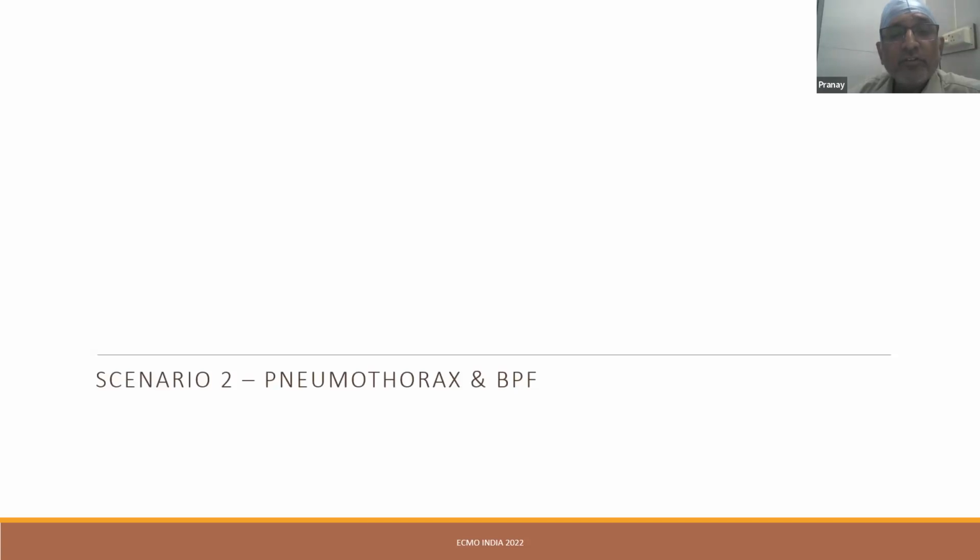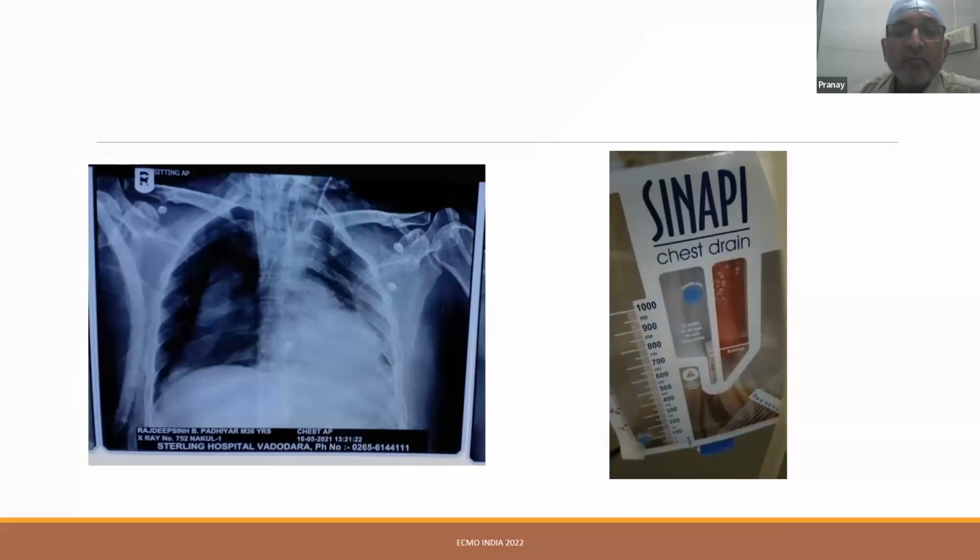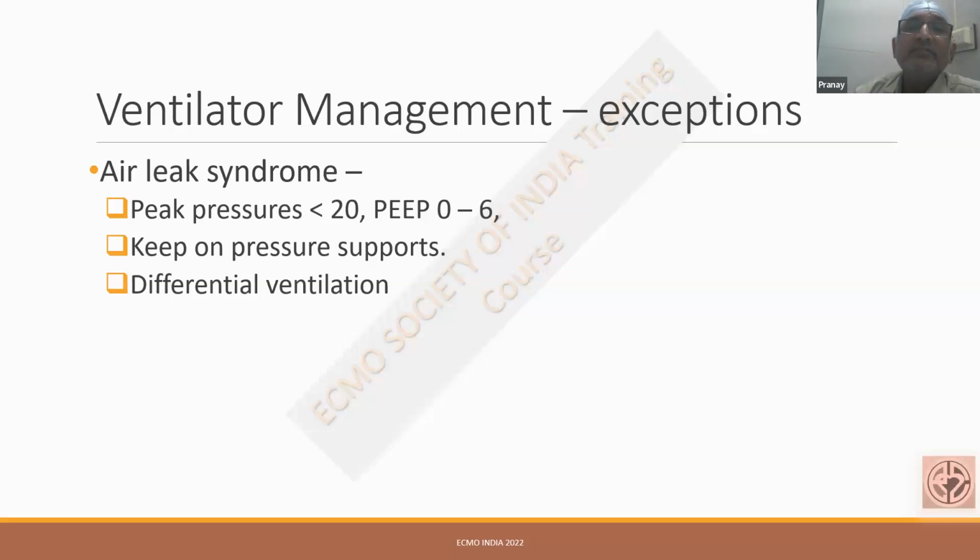Another case scenario is pneumothorax with BPF. So you have an X-ray like this, with bubbling like this. What will your approach be? This is an air-leak syndrome where you are definitely going to keep the peak pressures as low as possible, less than 20. The preferred mode is spontaneous mode if you can do it. If you cannot, then keep the peak pressures less than 20.